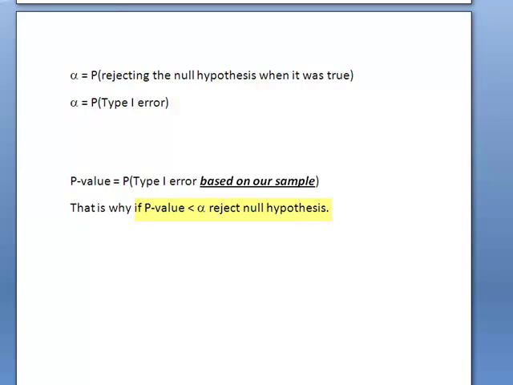So why is it that we reject the null hypothesis when our p-value is less than alpha? Well, that's because the p-value, another way to look at it, is the probability of a type 1 error based on our sample. So if our sample is telling us that the probability of a type 1 error is less than what we were willing to accept, we feel comfortable to reject the null hypothesis. So this concludes Chapter 15.